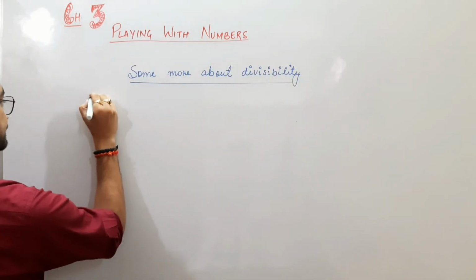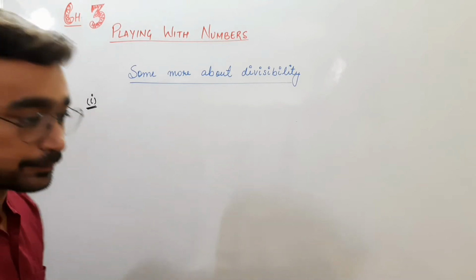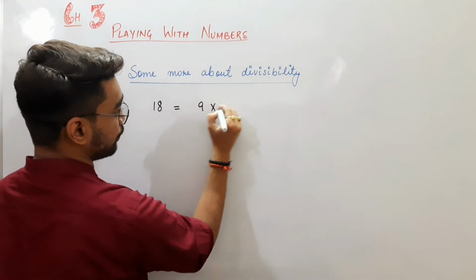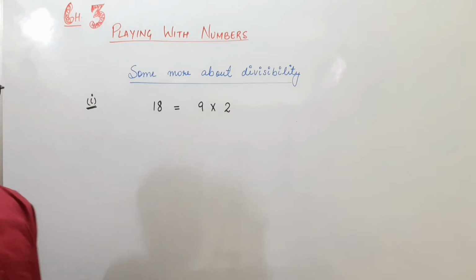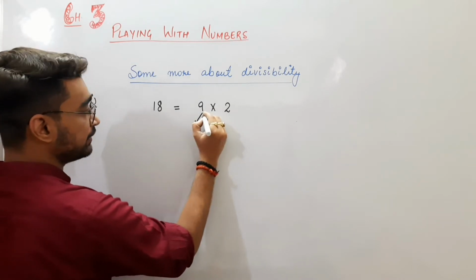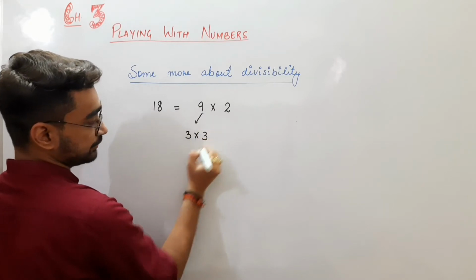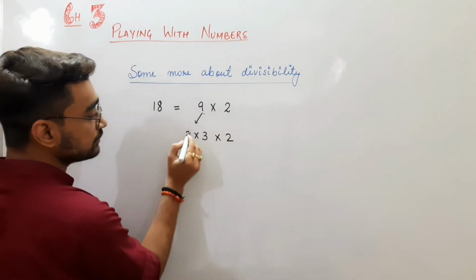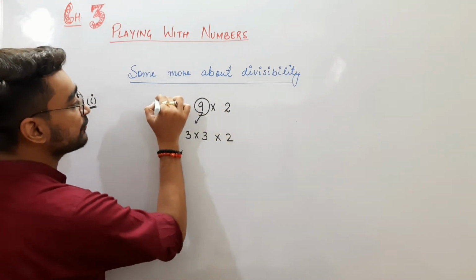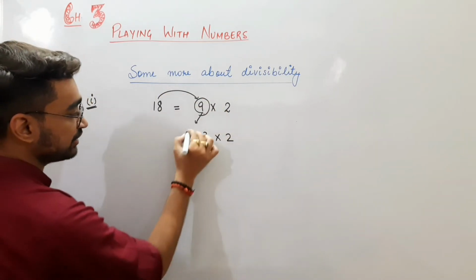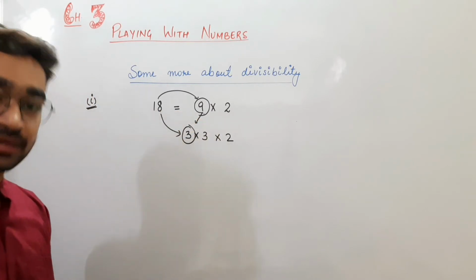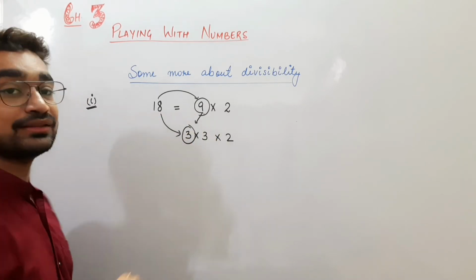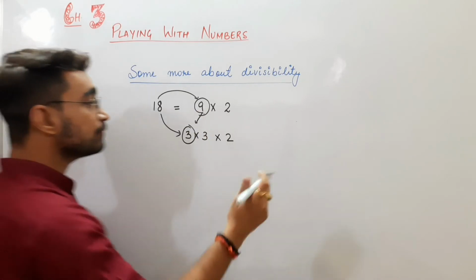Rule number 1. If I am saying 18, 18 can be written as 9 into 2. Yes or no? And this 9 can be written as 3 into 3. Means instead of 9 I can write 3 into 3 into 2. So if I am saying 9 is a factor of 18, can I say 3 is a factor of 18 now? Yes. If 18 is divisible by 9, then 18 is also divisible by 3 because 3 is a factor of 9.